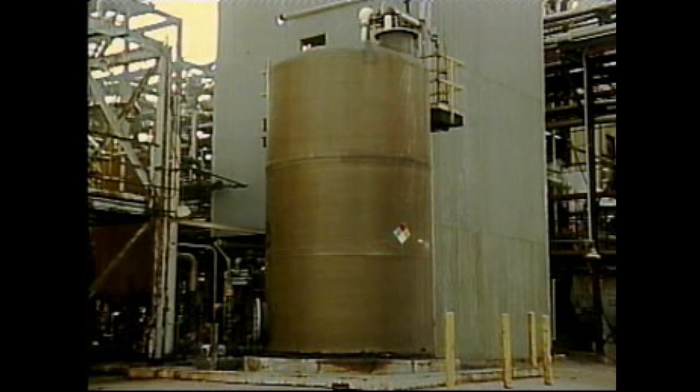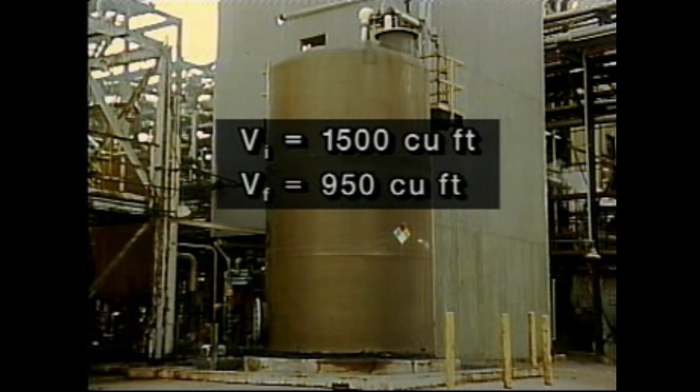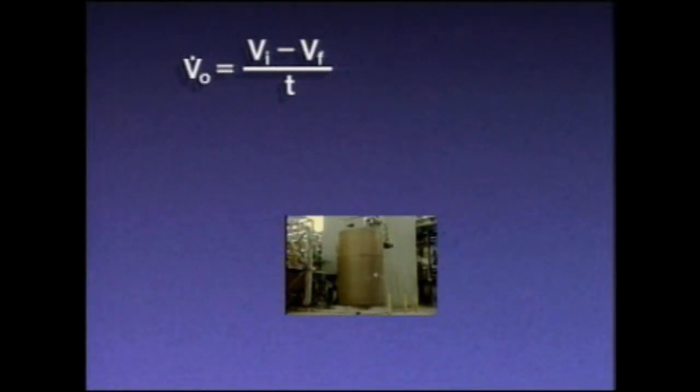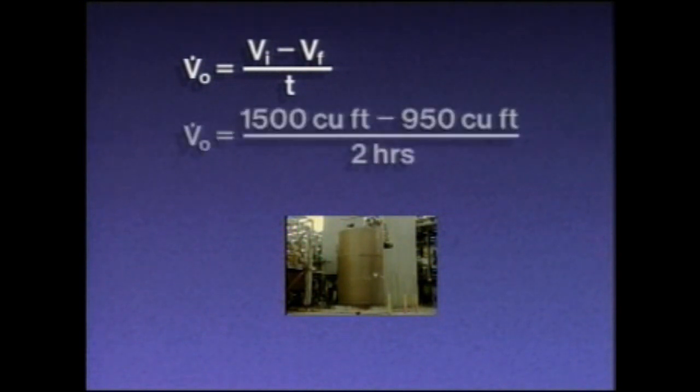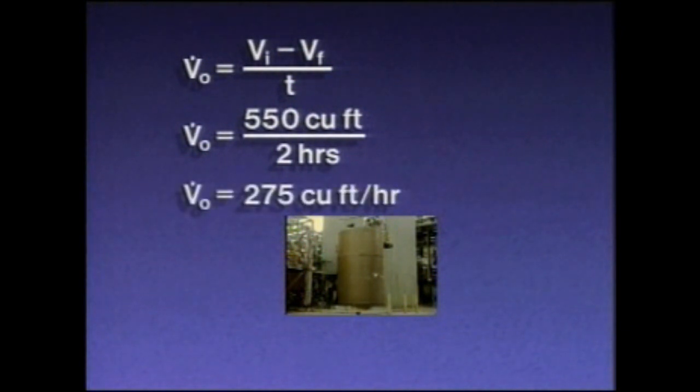For example, we know that a tank contained 1,500 cubic feet of material at 8 a.m. No material was added. By 10 a.m., the tank contained 950 cubic feet, and from 8 a.m. to 10 a.m. is 2 hours. So, using the formula for volumetric flow rate out, we have 1,500 cubic feet minus 950 cubic feet divided by 2 hours. 1,500 cubic feet minus 950 cubic feet is 550 cubic feet. Divided by 2 hours is 275 cubic feet per hour.